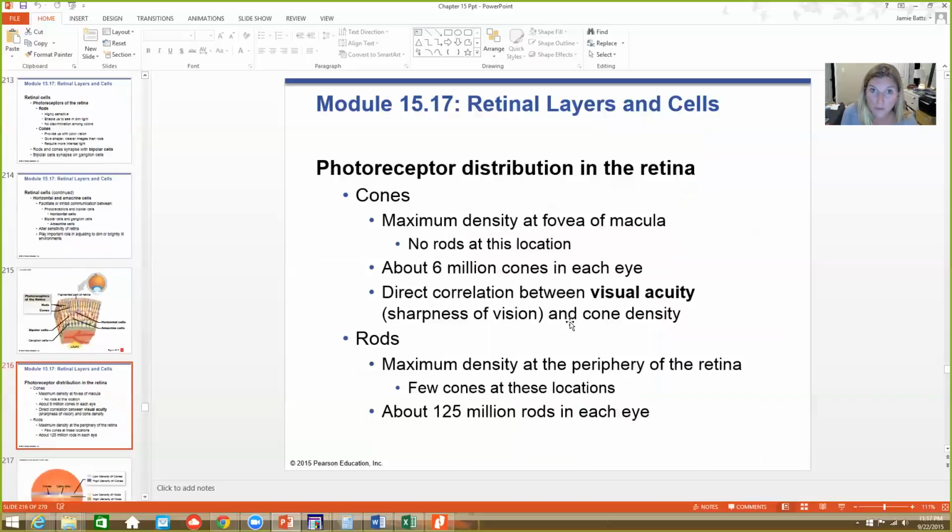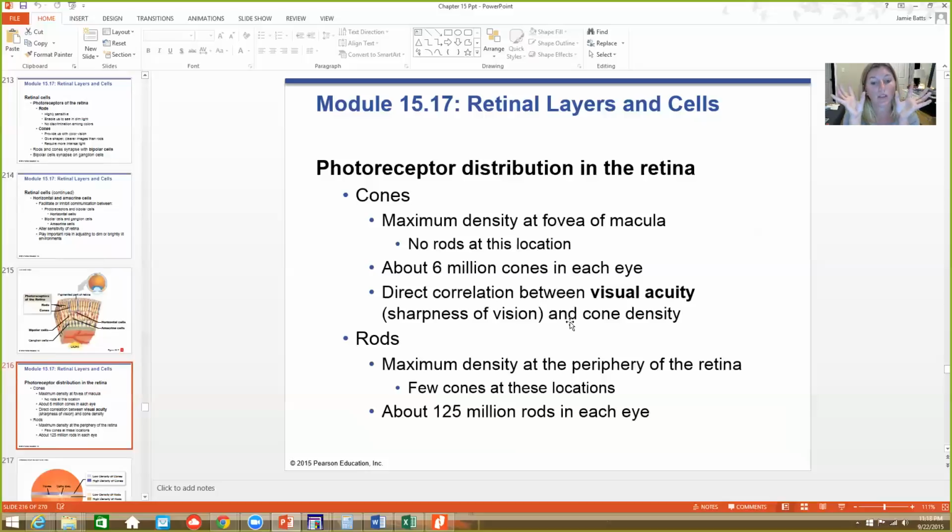We've already learned about the fovea, which is where a lot of photoreceptors are located, but cones have a maximum density there. There's no rods within that fovea. There's about 6 million cones in each eye, and this is a direct correlation of visual acuity. People that have very, very good vision have it because they have more cones and a higher cone density.